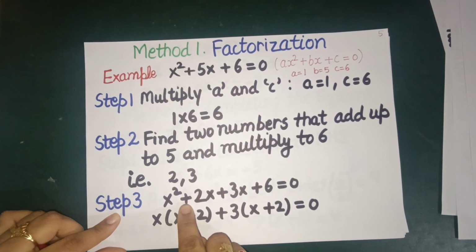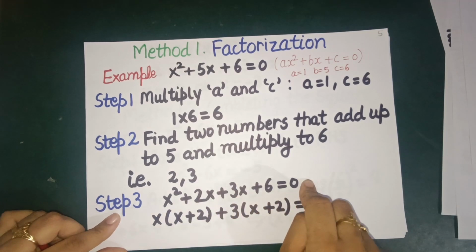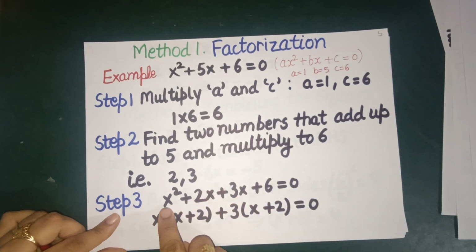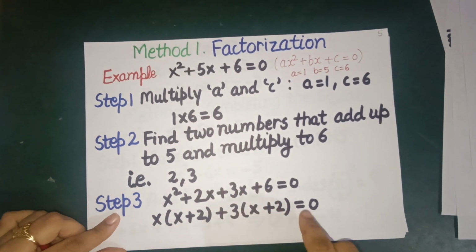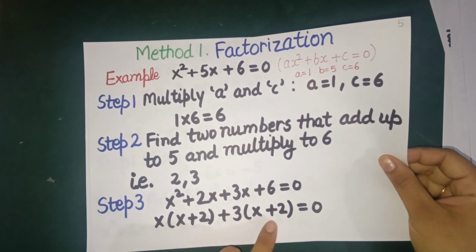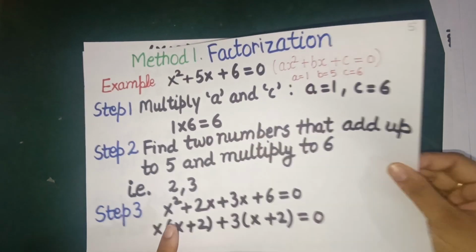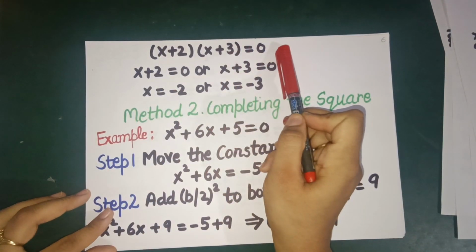Now x squared plus 2x plus 3x plus 6 equals 0. Now taking x common, we have x plus 2. Here we have to take 3 common, x plus 2. Now x plus 2 is common in both. So we have x plus 2 times x plus 3 equals 0.